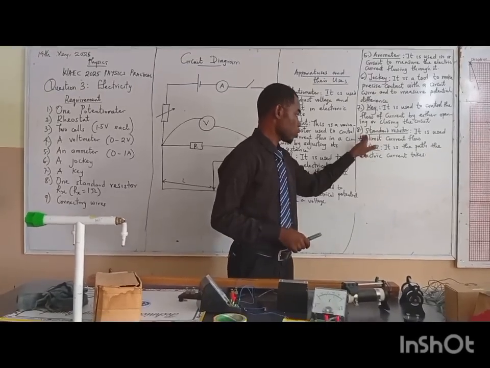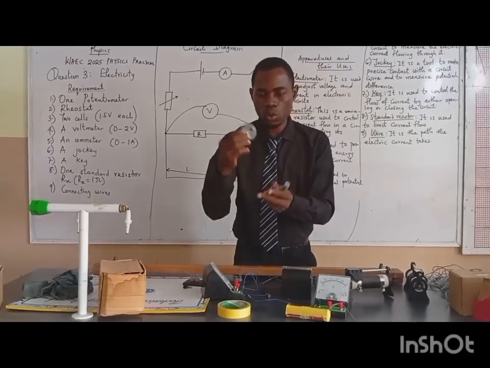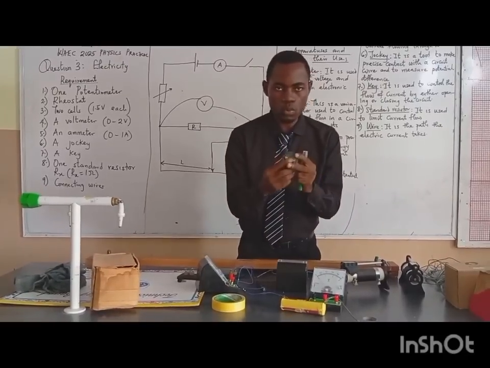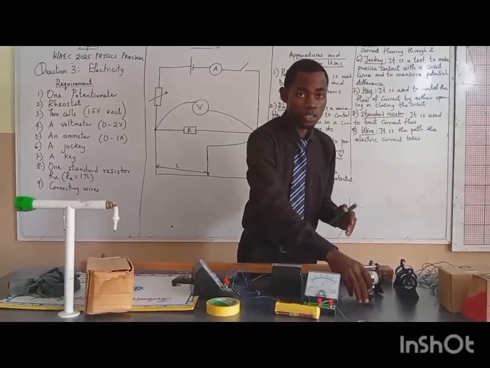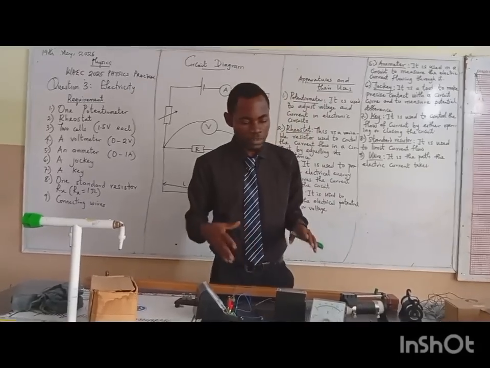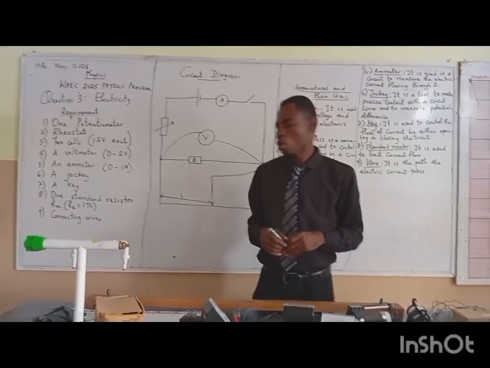Lastly, I have my standard resistor, a resistor that has a known value. This is 1 ohm, as has been requested. That's what we need to call standard. What it does is limit my flow of current, because it opposes the current. Definitely you need to limit or reduce the flow of current.